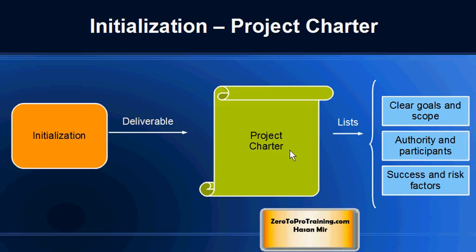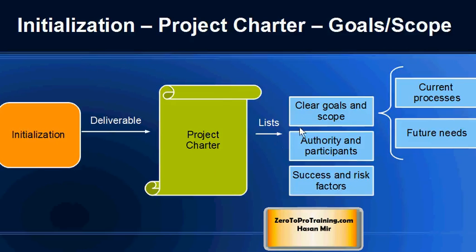Also, while specifying the clear goals and scope of the project, the current processes are mentioned, how we are doing things right now and how we will be doing things in future. So how will the project impact the processes and how will the processes change? All that is mentioned in the project charter at a really high level.